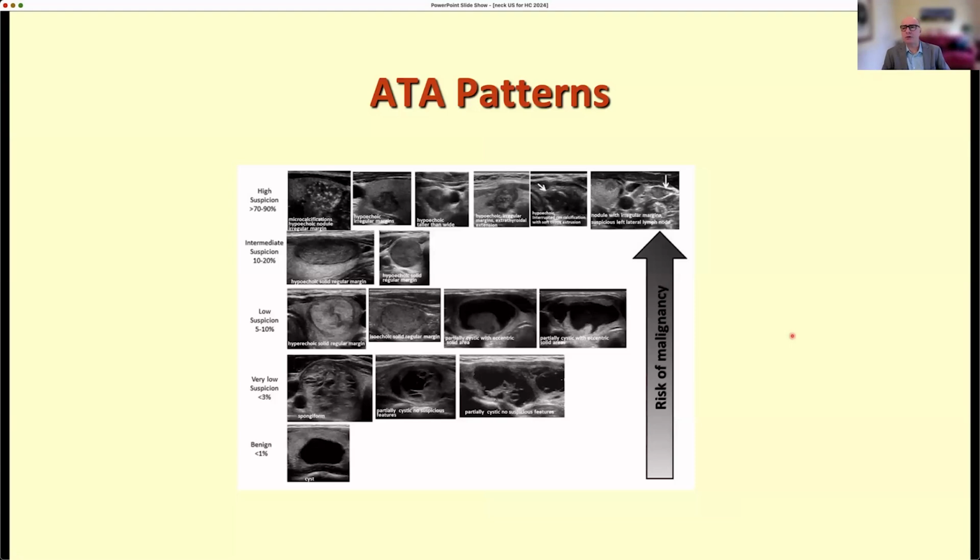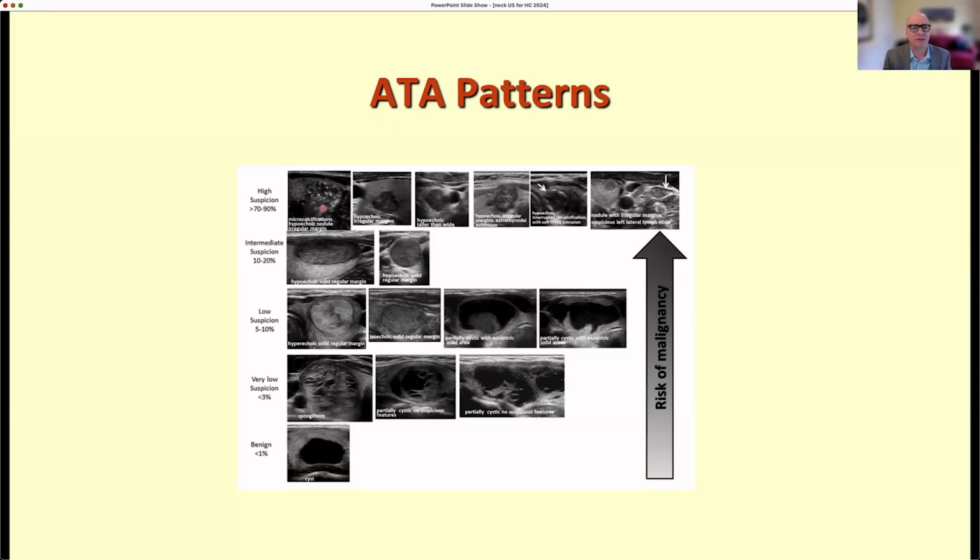So with that, we go briefly through the different systems that we have. There are several, but I go through the ones that are mostly used in the United States. The American Thyroid Association came out in 2016 with their guidelines. They have a bunch of patterns. You are required to recognize the pattern. You don't have to identify every single feature. You just go through the patterns.